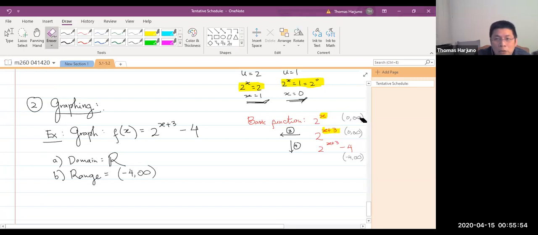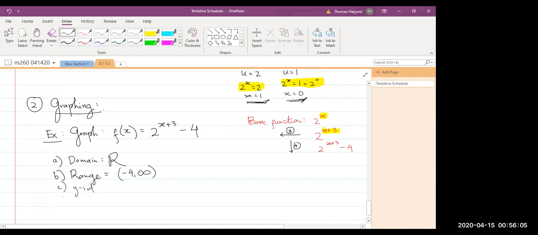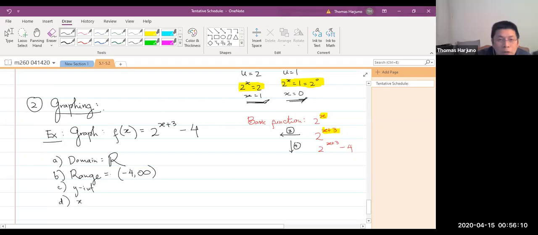Now, let me ask you to find the Y-intercept. 0,4. No. Oh, yeah, that's right. I'm sorry, I thought you said 0, -4. My bad. No, 0,4, that's right, because f(0) equals 2 to the power of 3 minus 4. That's 8 minus 4, that's 4. That's right. How about the X-intercept?